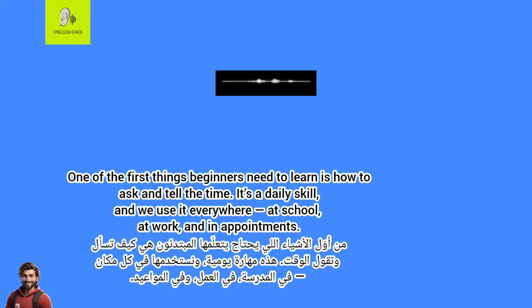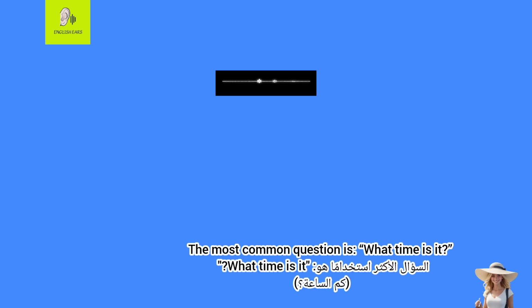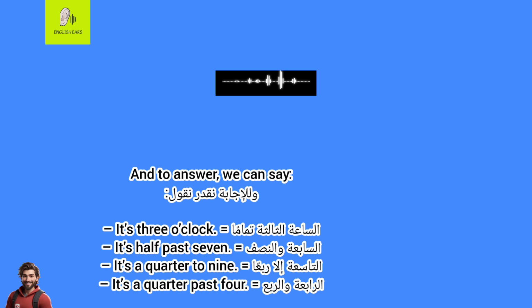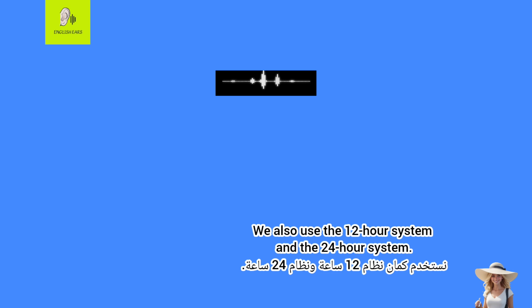One of the first things beginners need to learn is how to ask and tell the time. It's a daily skill, and we use it everywhere: at school, at work, and in appointments. The most common question is, what time is it? And to answer, we can say, it's 3 o'clock. It's 7:30. It's 8:45. It's 4:15.